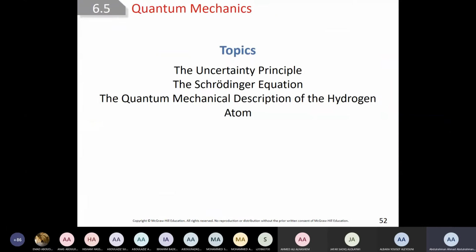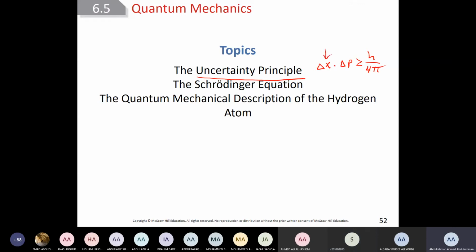Okay, uncertainty principle. Do you know what's the uncertainty principle? What's the name of the scientist first? Heisenberg. What's the uncertainty principle? You must memorize. Delta X multiplied by delta P is greater than or equal to H over 4 pi.